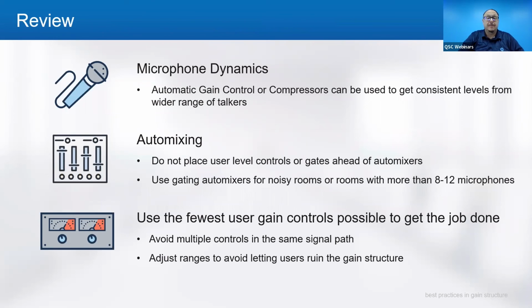Never place end user level controls or gates ahead of your auto mixers, and use gating auto mixers for noisy rooms or rooms with 8 to 12 microphones. One thing to constantly remember: use the fewest number of gain controls possible to get the job done. Avoid multiple controls in the same signal path. It's going to end up ruining your gain structure.